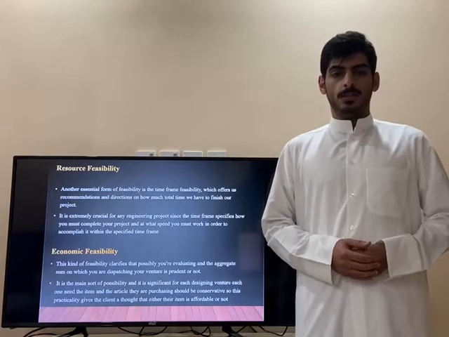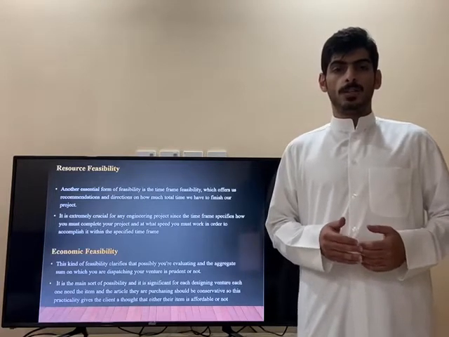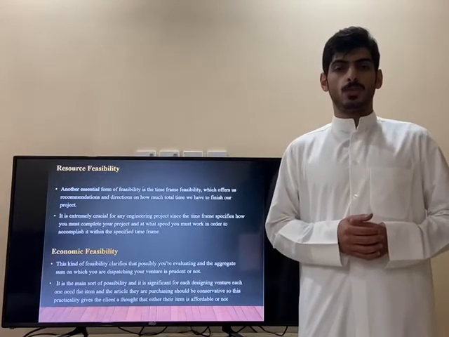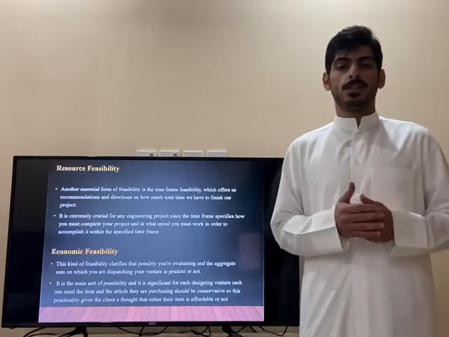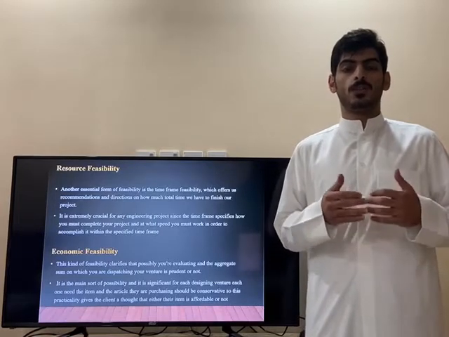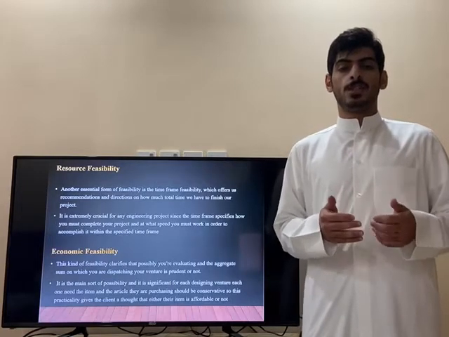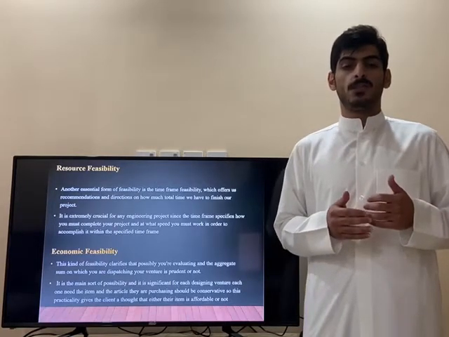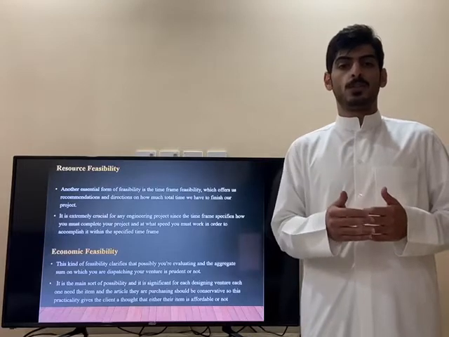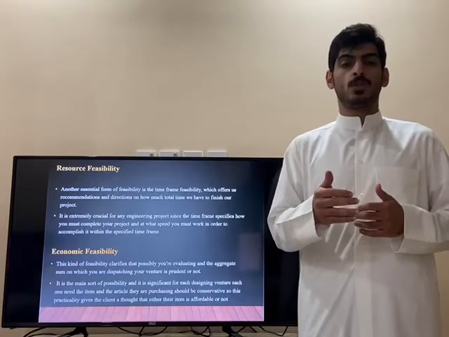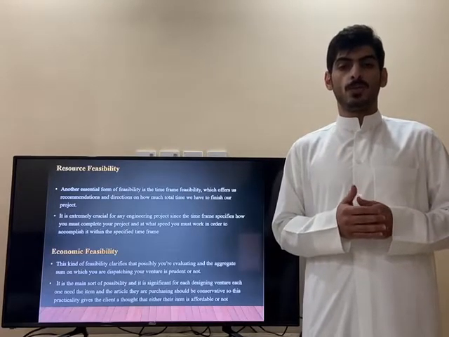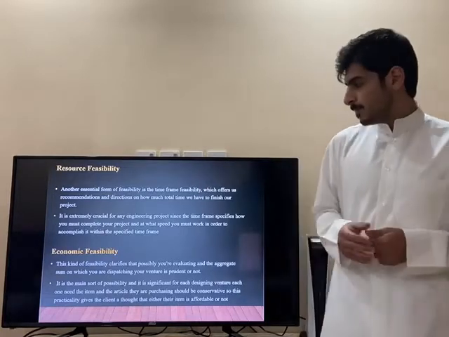Resource feasibility. Another major form of feasibility is time frame feasibility, which offers us recommendations and directions on how much total time we have to finish our project. It is extremely crucial for any engineering project, since the time frame specifies how you must complete your project and at what speed you must work in order to accomplish it within the specified time frame.